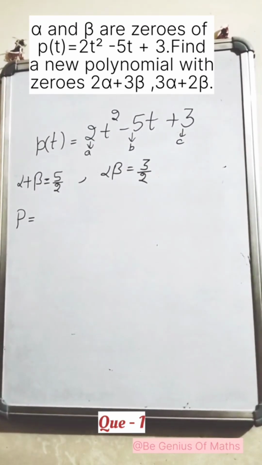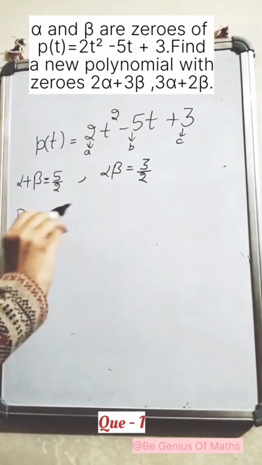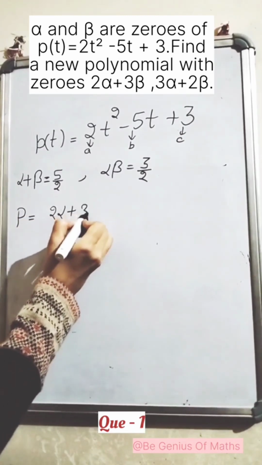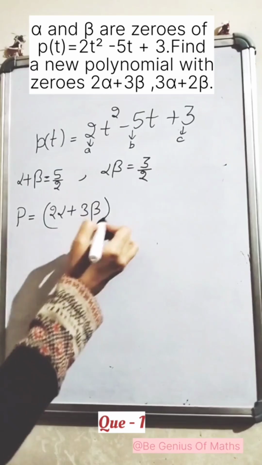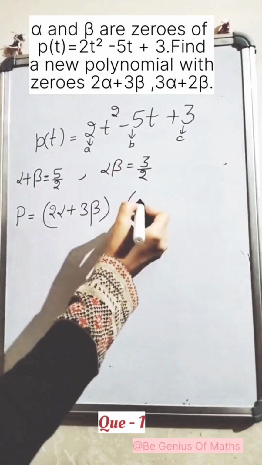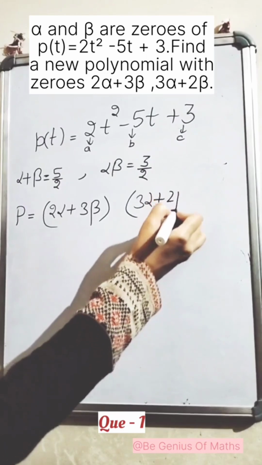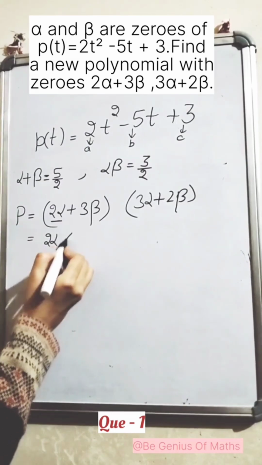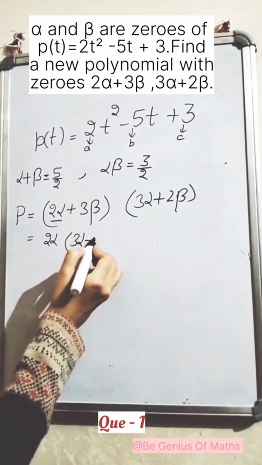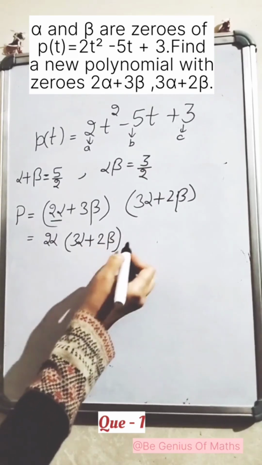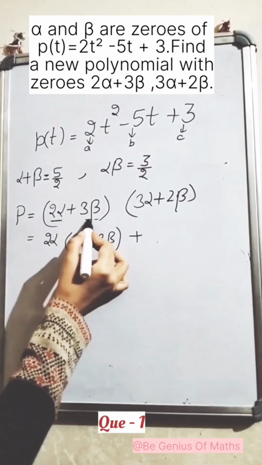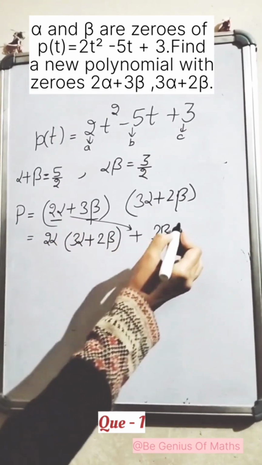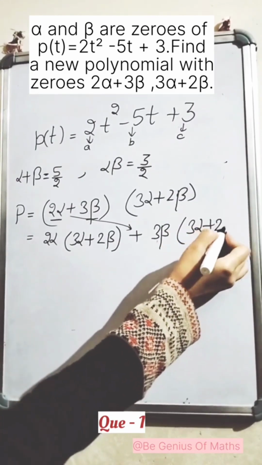Now we will find the new product. The product is the product of the new zeros, 2α plus 3β into 3α plus 2β. So how do we multiply this? First we will multiply 2α with the full bracket: 2α into 3α plus 2β. Plus sign, and then we will multiply 3β with the full bracket: 3β into 3α plus 2β.